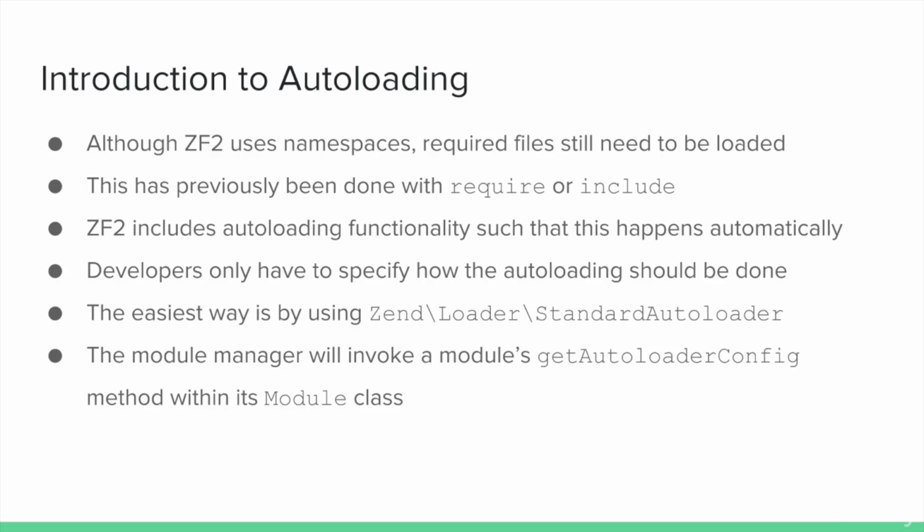And the easiest way is by using a class called StandardAutoloader. And we'll see how this works in the following slide. What the module manager does is that it'll invoke a module's getAutoloaderConfig method within the module class, where it will find the configuration of the autoloading.